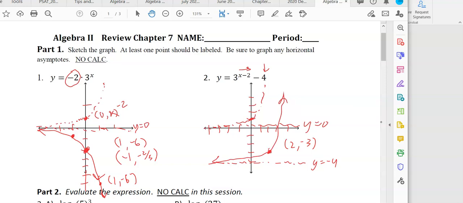If you want to get a bonus point, you might want to plug in a point near 2. So maybe 3. Let's plug in 3. That would be 3 minus 4, which is -1. So there should be a point at (3, -1), right about there. The graph should go through. Or you can plug in maybe a 1. So 1/3 minus 4. Wow, that's -3 and 2/3, which is -11/3, I believe. It's a little tougher one to plug in. So it'd be (1, -11/3), somewhere around there, right there.